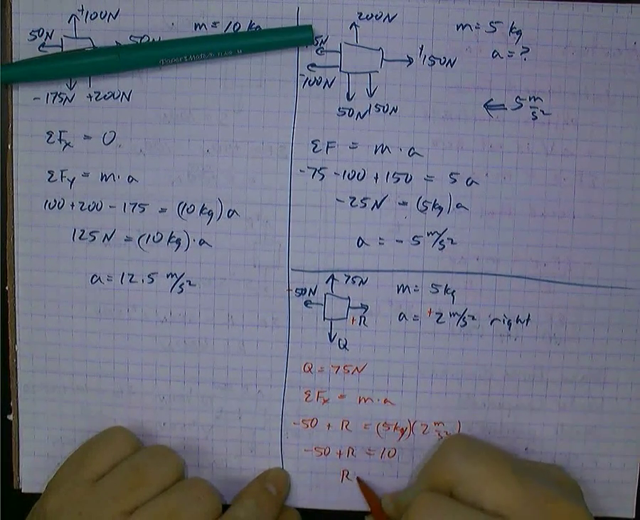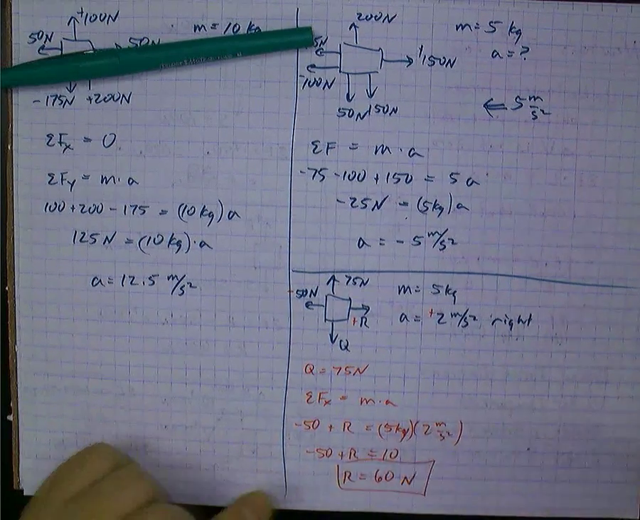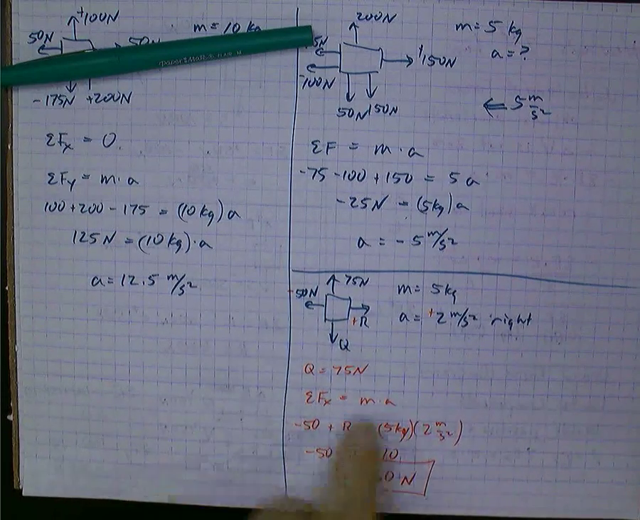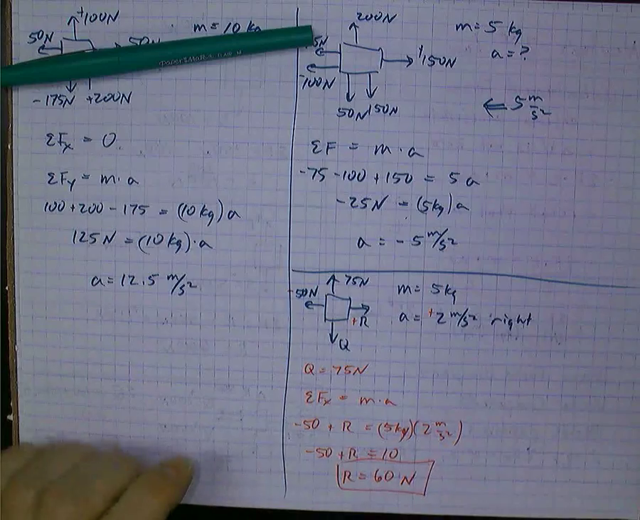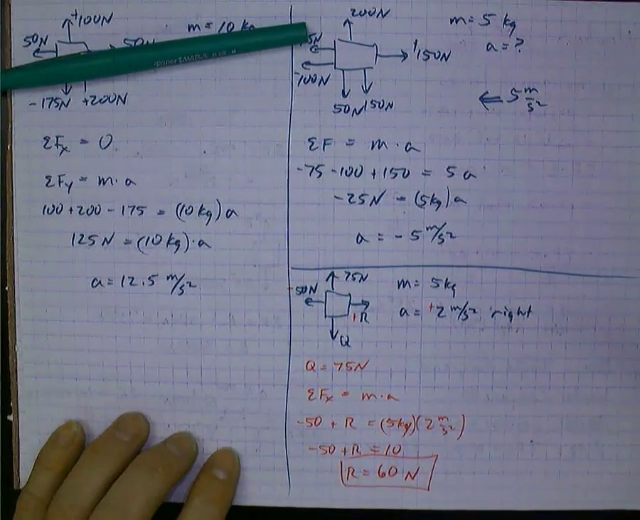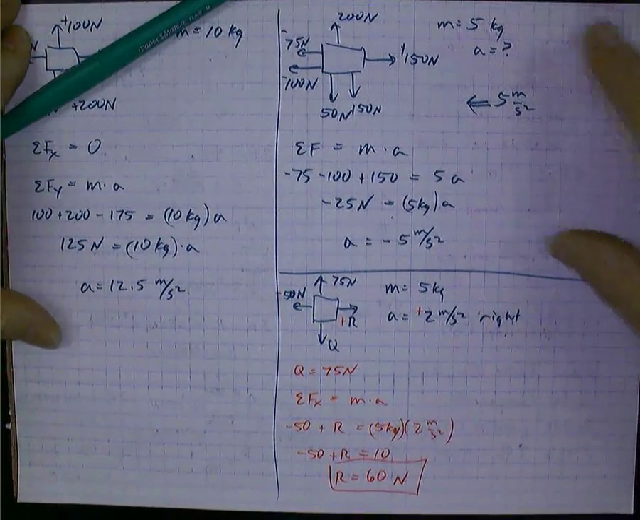And that would give me that R must equal 60 newtons. Okay, it's got to be 60. It's got to be bigger than 50 because it has to be enough to make it accelerate to the right. And the acceleration is 2 times 5 or 10. So I've got to have 10 more going right than I have going left. And so I get 60.